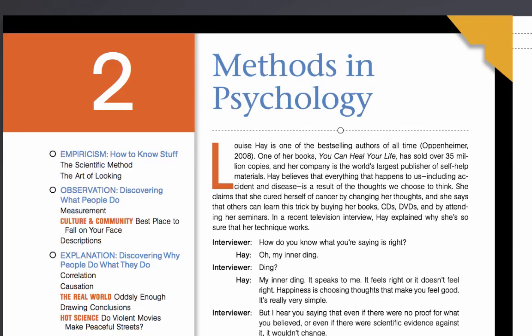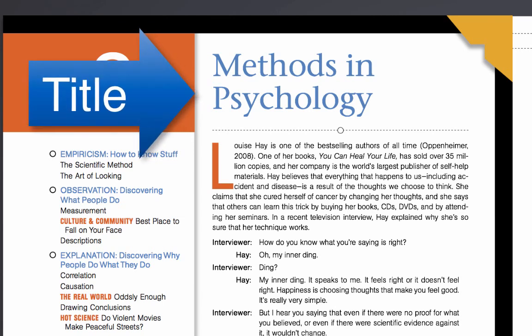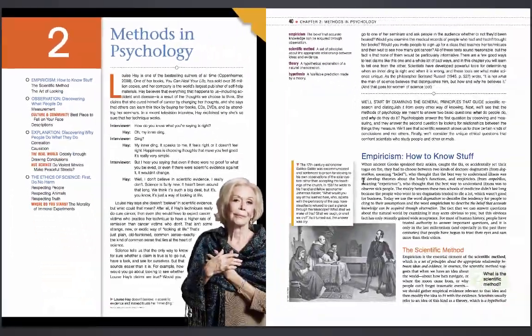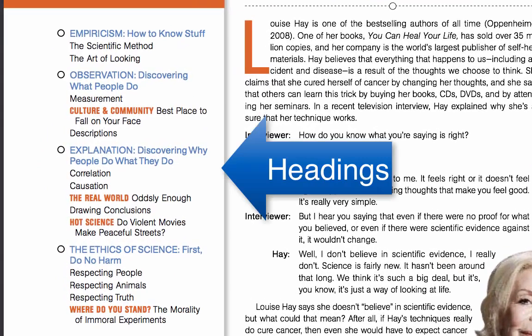Alright, so we're going through the acronym THIS, showing you what previewing the text looks like. So first I start with the T in THIS, the title. As I look at the title, I notice this chapter is going to talk about the methods of psychology, which I don't know much about, so that already tells me going in, I'm going to need to pay a little more attention. Next, I go through and look at the headings. That's the H in THIS.